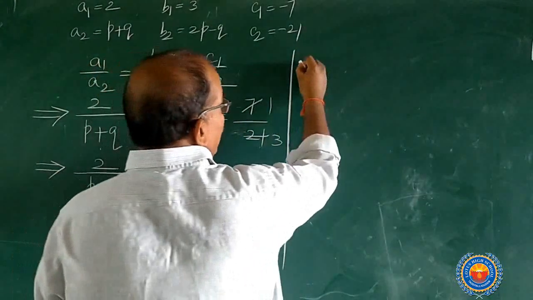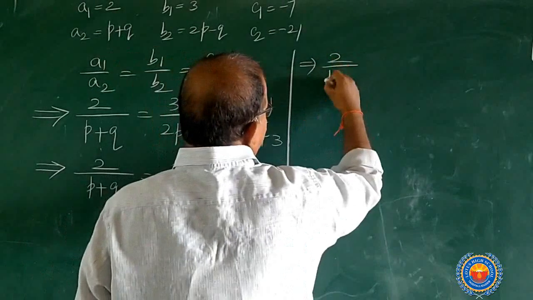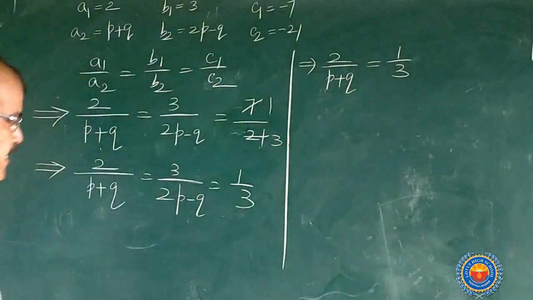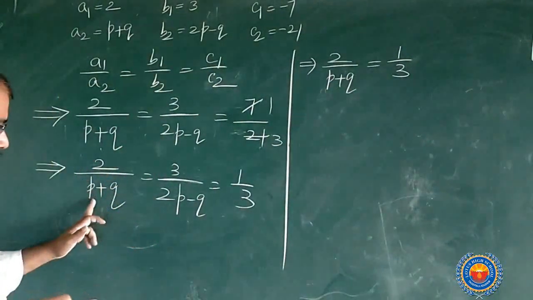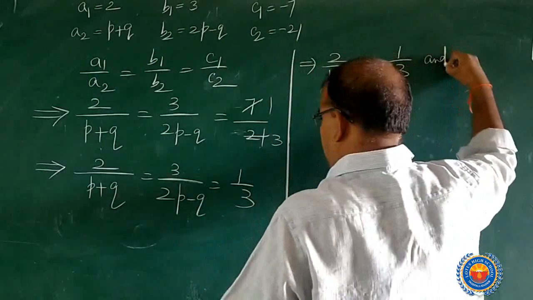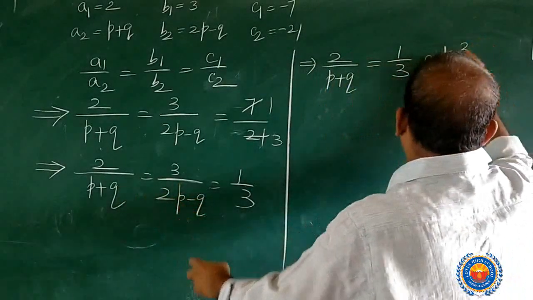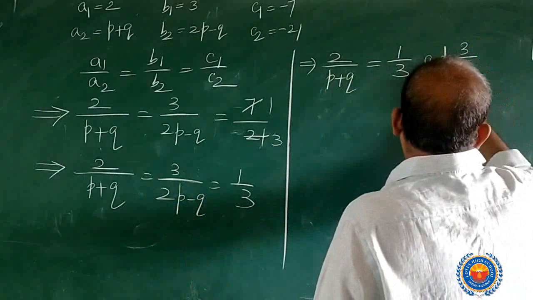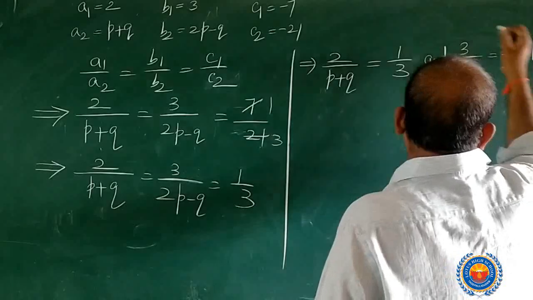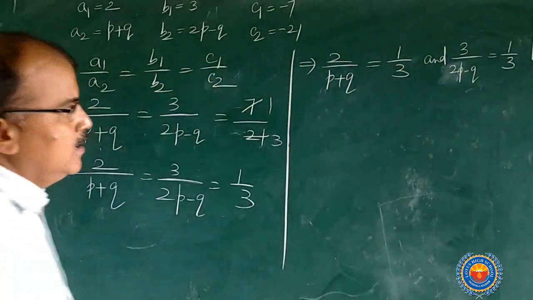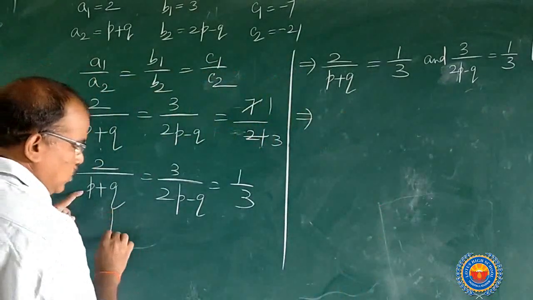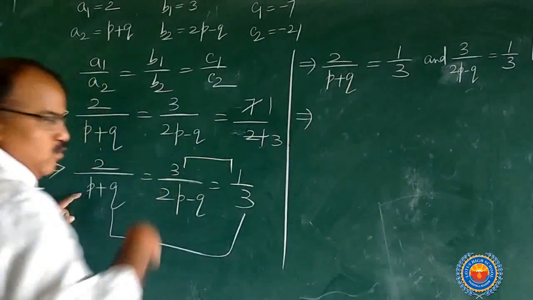What is the first one? 2 by p plus q is equal to 1 by 3. This one will be easy. These two you can equate better, first one and last one. And 3 by 2p minus q is equal to 1 by 3. So first, understand, this one is equal to this one and this one is equal to this one.